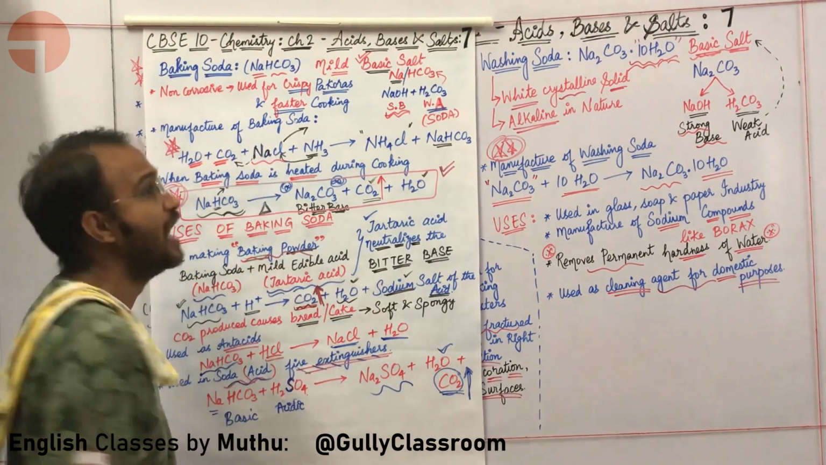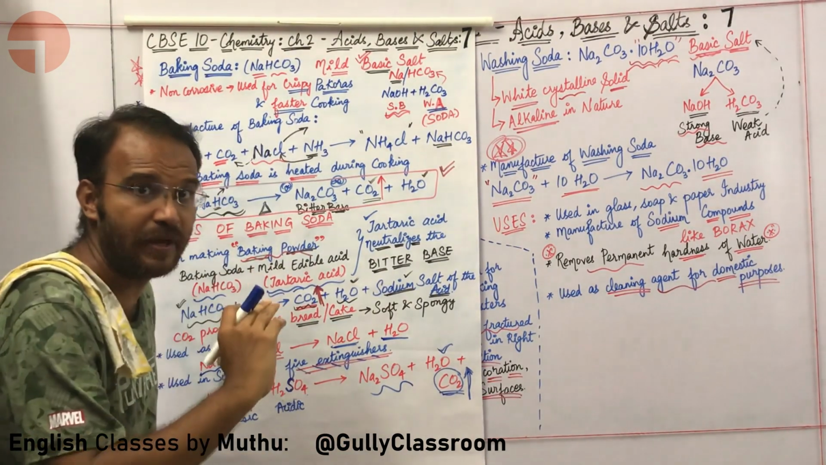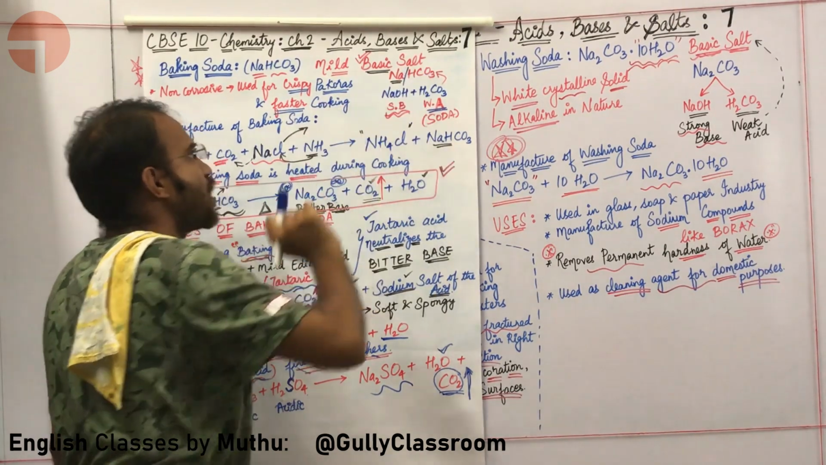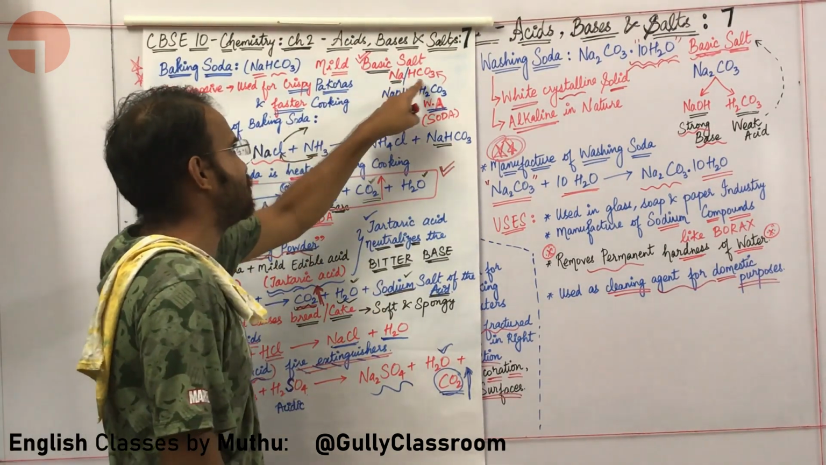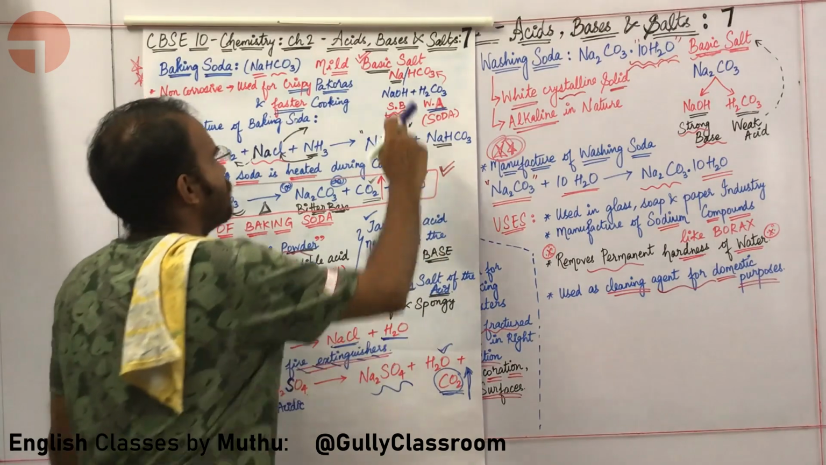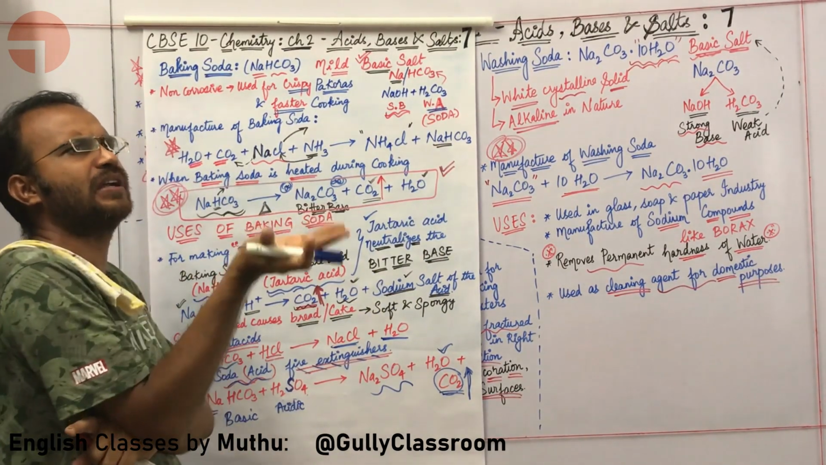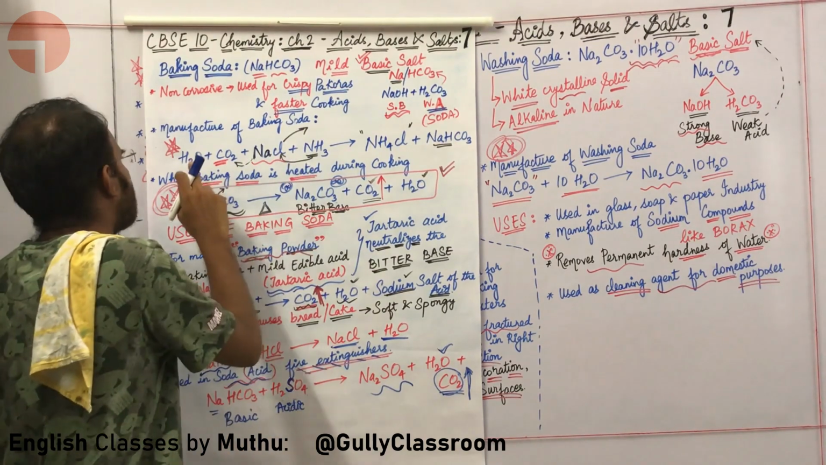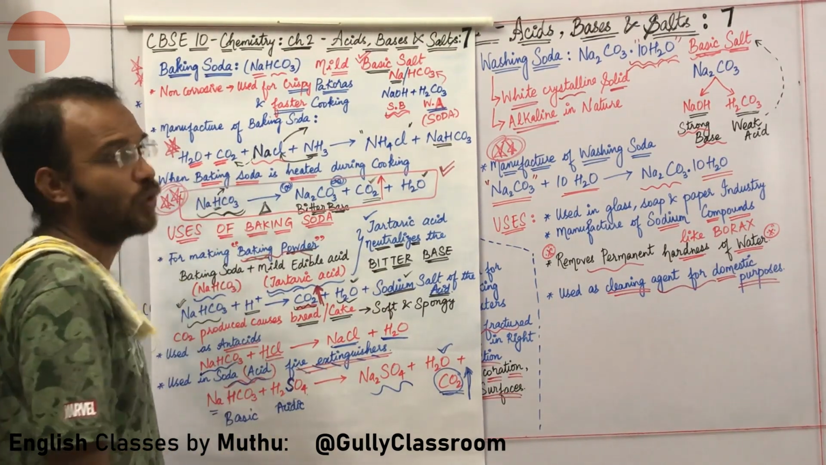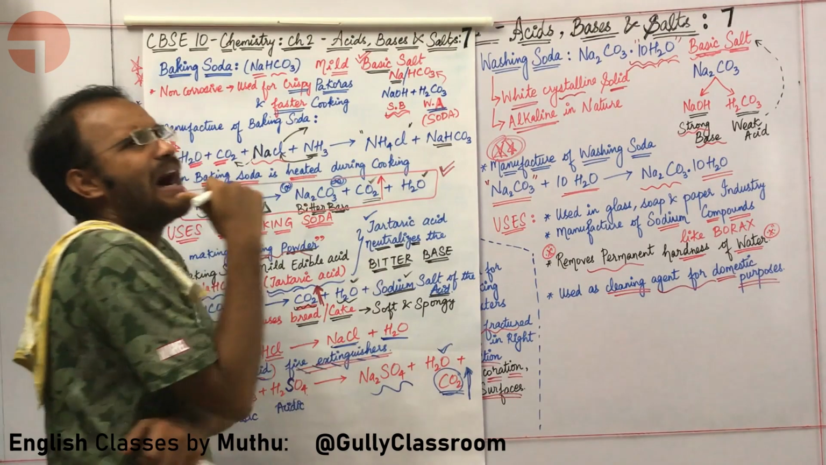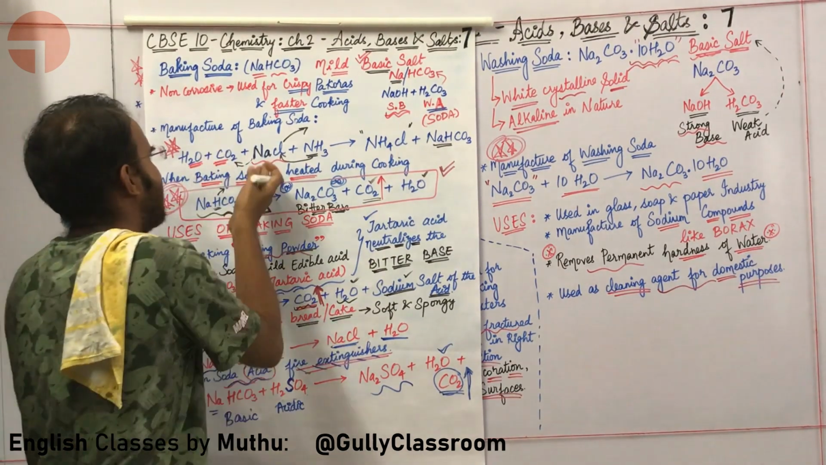Manufacture of baking soda. How are you going to manufacture baking soda? What are the components of baking soda? NaHCO3. How are you going to obtain HCO3? HCO3 is nothing but water and carbon dioxide. Let me start with water and carbon dioxide. Okay, then I need Na. I am going to get Na from NaCl.